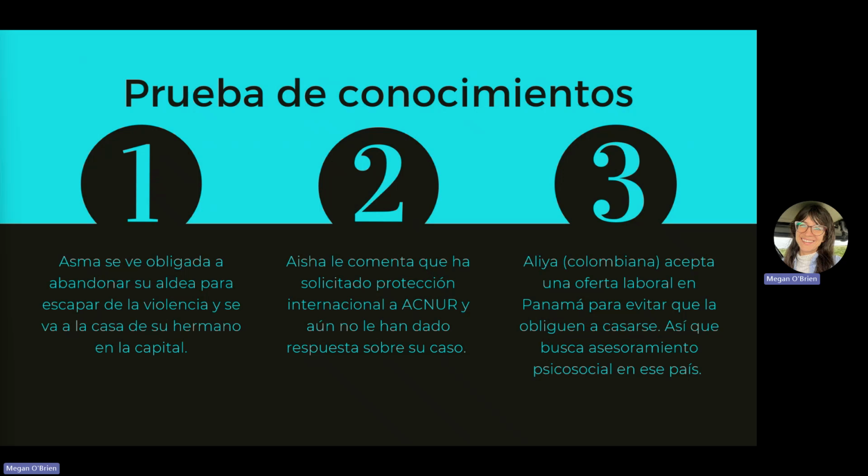And then finally, Aaliyah is Colombian. She decides to take a job offer in Peru in order to avoid being forced to marry. While she's in Peru, she seeks psychosocial counseling. What is Aaliyah's displacement status? If you said that Aaliyah would be considered a foreign national, you're correct. A foreign national is a person present in a country who does not currently have the right to permanent residency of that country.